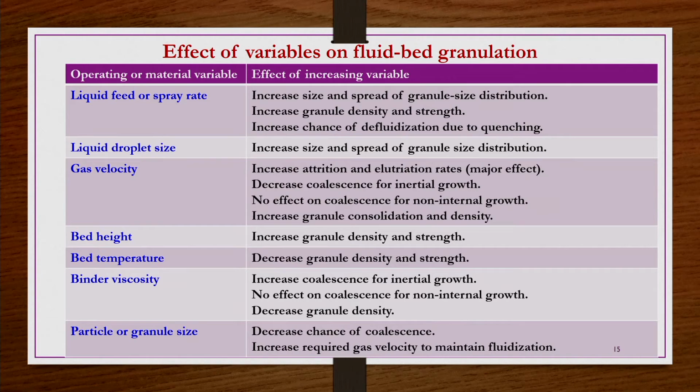Then gas velocity: it increases attrition and elution rates in general. When you increase the gas velocity, that increases the attrition and elution rates. The gas is nothing but the fluidizing medium, air or nitrogen or a combination of these two. If you use higher velocity, the rubbing between the particles, the attrition, will take place. Okay, that is a very important factor.